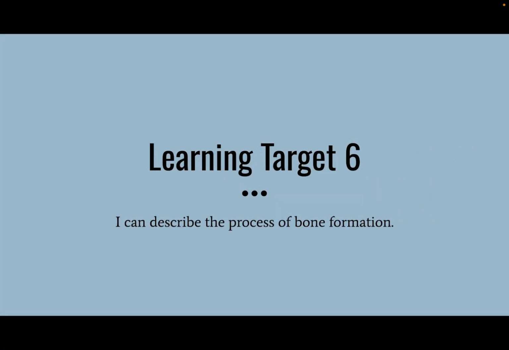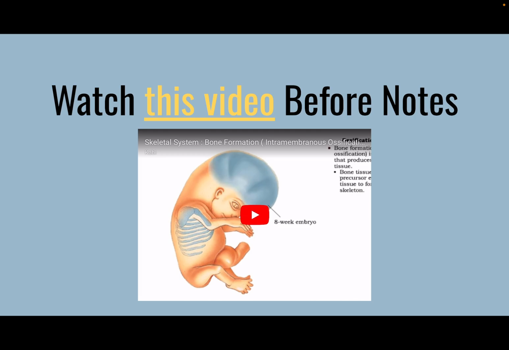All right, learning target 6, I can describe the process of bone formation. This target is kind of like the meat and potatoes of the unit because we're really talking about how every bone is going to form from the cellular level up until it becomes a bone. So watch the lecture videos, watch the videos that are within this slideshow, and if you have questions, let us know. So, hopping right into it, there is this video.